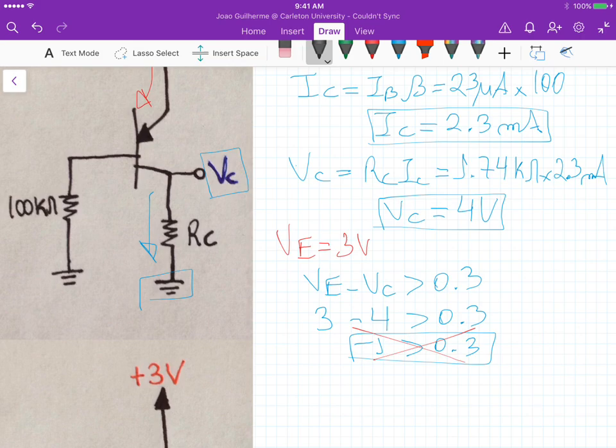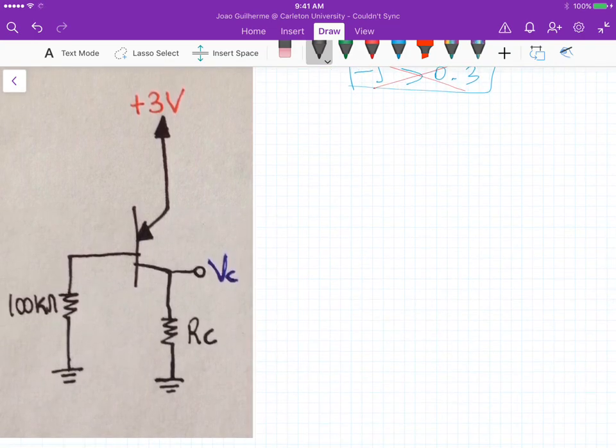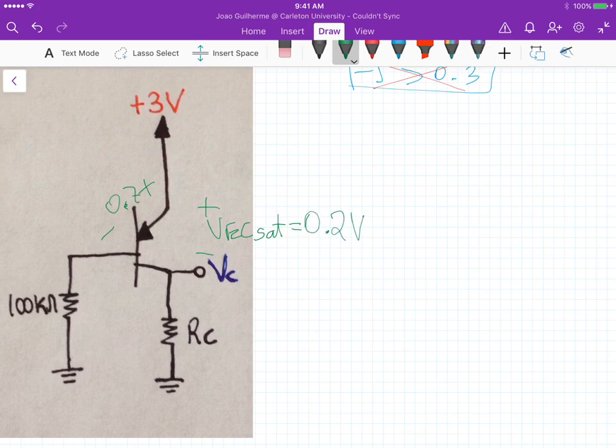So indeed, if we change the transistor from the transistor with beta equals 50 to a transistor with beta equals 100, based on the selection of RC equals 1.74 kilo ohms, the circuit won't make the BJT operate in the active mode region. So if it's not operating in the active mode region, we can assume now, for a second analysis, that the circuit will actually operate in the saturation mode. And for the saturation mode, we know that VEB is 0.7 and VEC, this voltage here, is a saturation voltage equal to 0.2 volts, right?